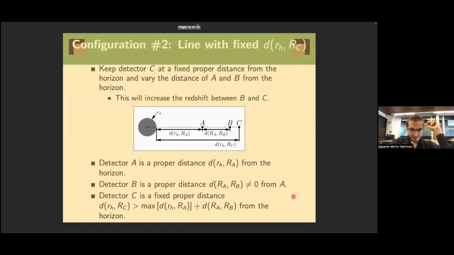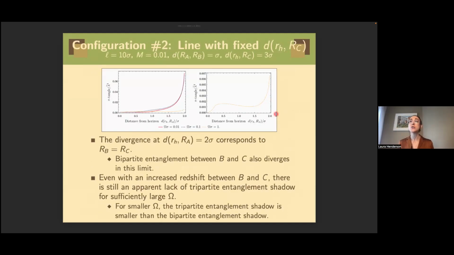Perfect. The second configuration: one of the reasons that the bipartite entanglement shadow showed up is because there is significant relative redshift between A and B. So we're going to increase the redshift between A and C by keeping it fixed outside and then just moving the 2 detectors closer to the horizon. But in that case, you still see that there are some cases where you don't have this tripartite entanglement shadow, or it's much smaller than the bipartite entanglement shadow. And this divergence you see here is in the coincidence limit, when detector B would be on top of detector C.